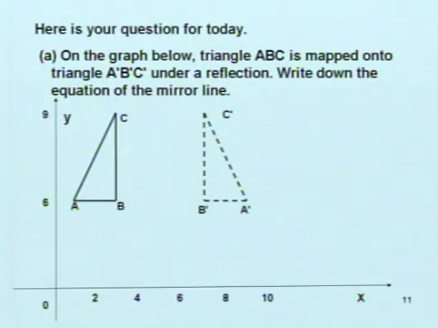Here's your question for today. Part A. On the graph paper below, triangle ABC is mapped onto triangle A dash, B dash, C dash under a reflection. Write down the equation of the mirror line. And note there that the image, the reflection, is in dotted lines.